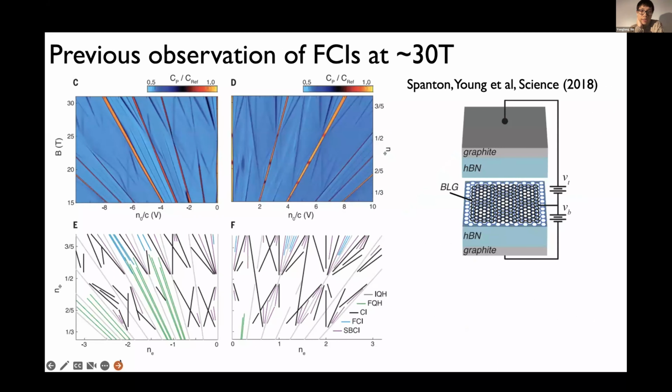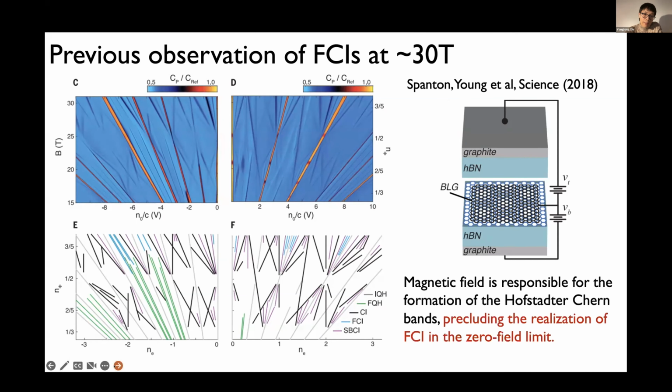I should mention that there is some realization of fractional Chern insulators, but it requires a very, very large magnetic field, even larger than what you would need to see the fractional quantum Hall state. This is the work from Andrea Young's group at UCSB, where they look at Bernal bilayer graphene aligned with hBN. In this case, the Chern band comes from the Hofstadter spectrum. One of the limitations is that in order to generate a Chern band, you need the magnetic field. Therefore, it's fundamentally impossible to use this strategy to realize a fractional Chern insulator in the zero field limit.